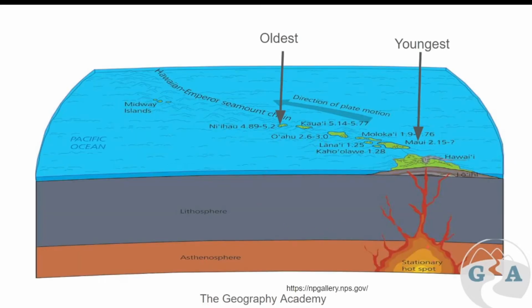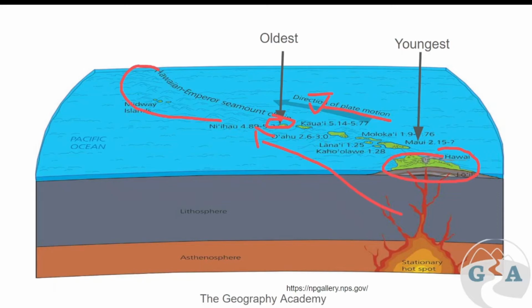And we can see the hotspot here at work. The youngest island of Hawaii is volcanically active. The oldest island is far away, so we know that the direction of the plate is moving that way. This oldest island would have been under the magma hotspot, but it has since moved away from it. And it continues away.